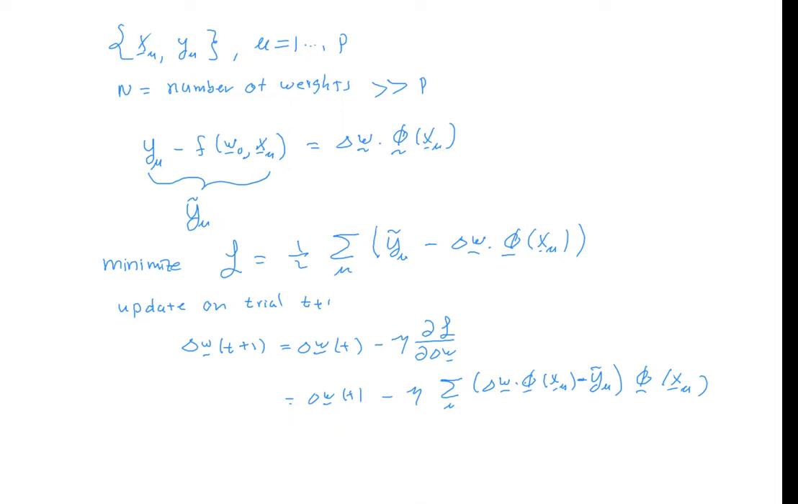delta W at t goes to infinity is just going to be a linear combination, the sum over mu of A mu phi of X mu. Okay? We can fit the data perfectly, so that's what we're going to get.